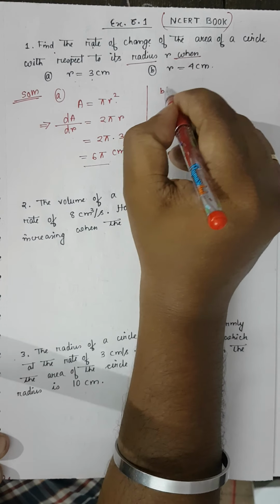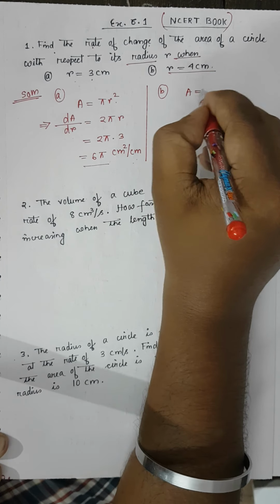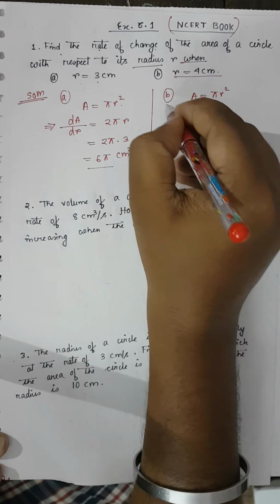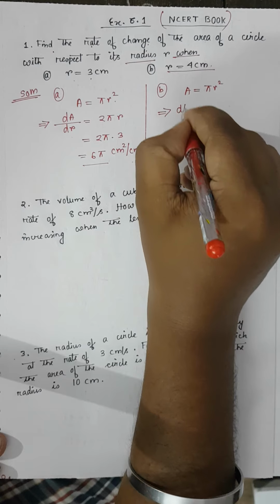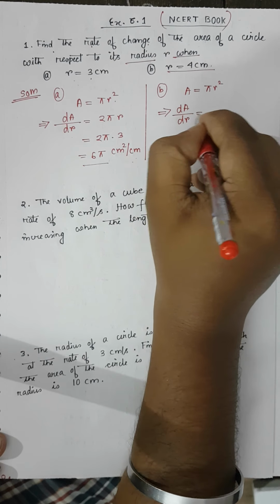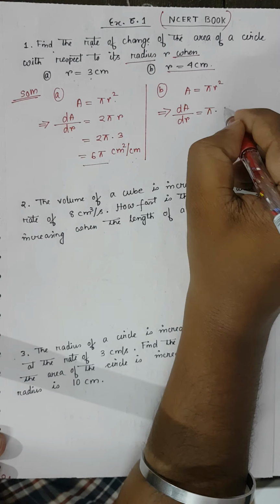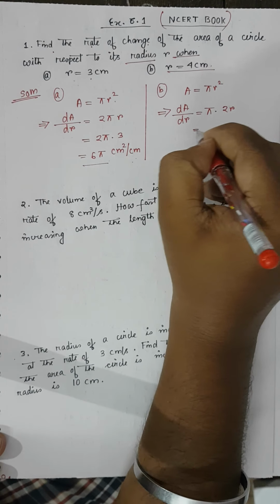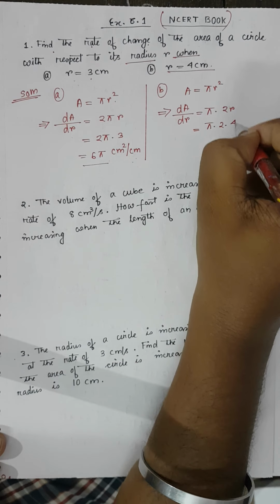Similarly for part B, r is equal to 4 centimeter. So your A is equal to pi r square. If I differentiate A with respect to radius, I will get dA by dr. Pi is a constant. For r square, if I differentiate with respect to r, I will get 2r. This is pi into 2 into the value of r, which is 4 centimeter.